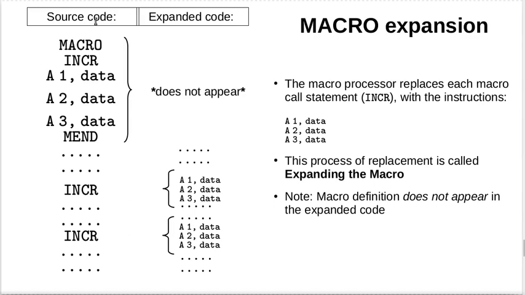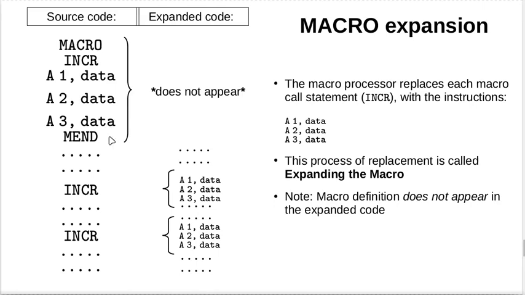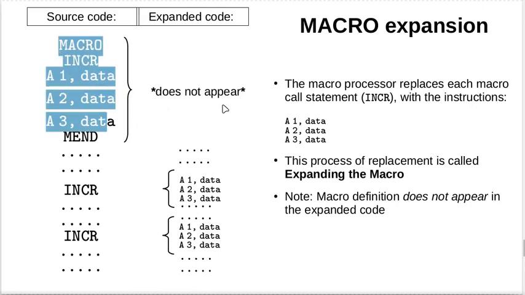So this is your source code. This whole piece of code is your source code, and it is processed by the macro processor to generate another piece of code, which is called the expanded code. And in the expanded code, this is something you need to understand very well. In the expanded code, this macro definition does not appear. The macro definition does not appear in the expanded code, right? This definition is not there in the expanded code.